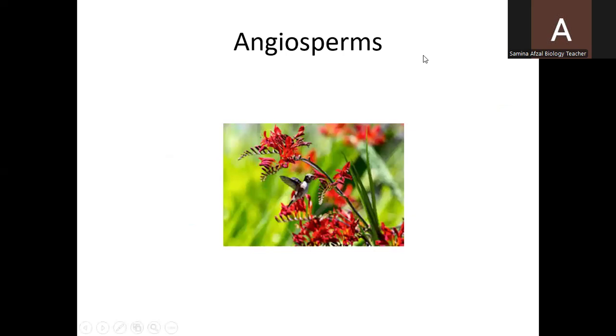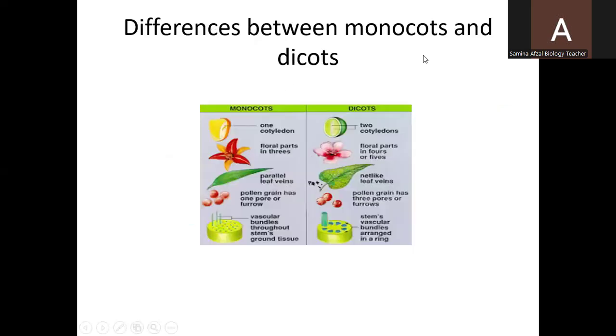the angiosperms or the flowering plants. You can see over there they have flowers. Now the differences between monocots and dicots you can see on screen. Here you can see only one cotyledon is present. So they have shown the seed which cannot be divided into two parts. There it has two cotyledons.